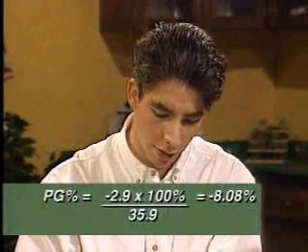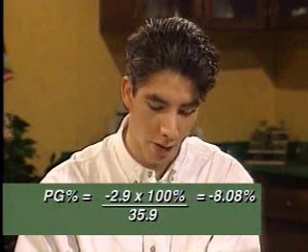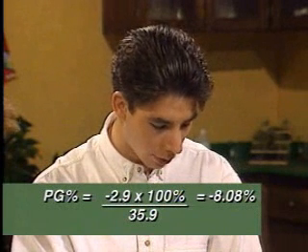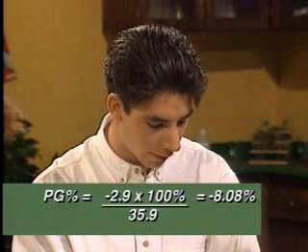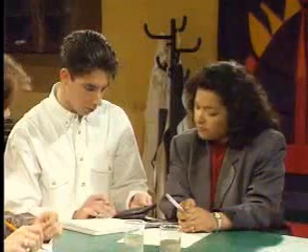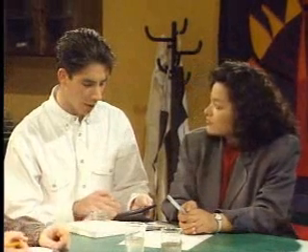Let's calculate the daily growth rate for population A. Okay, well, between yesterday and today, delta N was negative 2.9, and N was 35.9. So the growth rate would be negative 2.9 divided by 35.9 times 100. Hey, that's negative 8%. Is that right? Can a growth rate really be a negative?